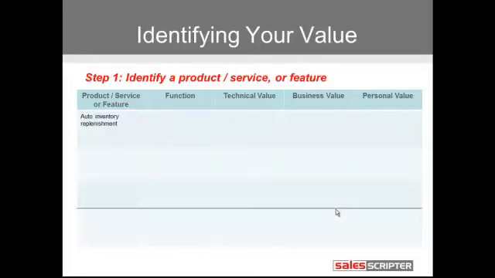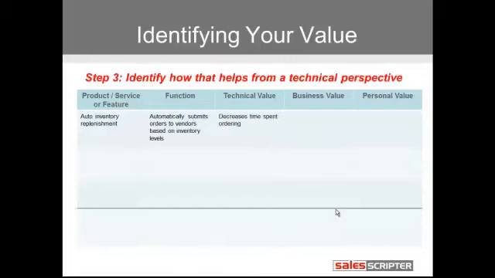Here's a step-by-step process that you can go through, and we have a fictional example here of a software product called auto inventory replenishment. So identify the product, service, or feature that you want to identify the value for. Then let's identify what it does. So what is auto inventory replenishment? Well, that's a product that automatically submits orders to vendors based on inventory levels.